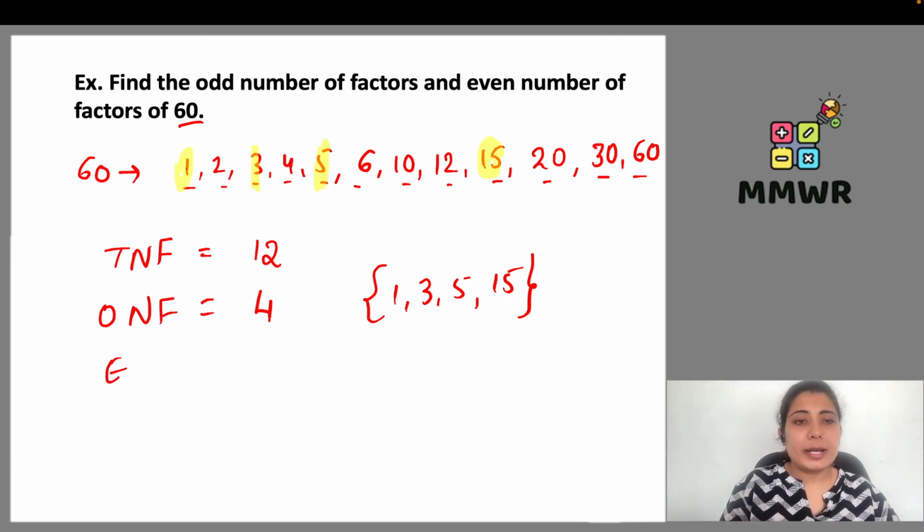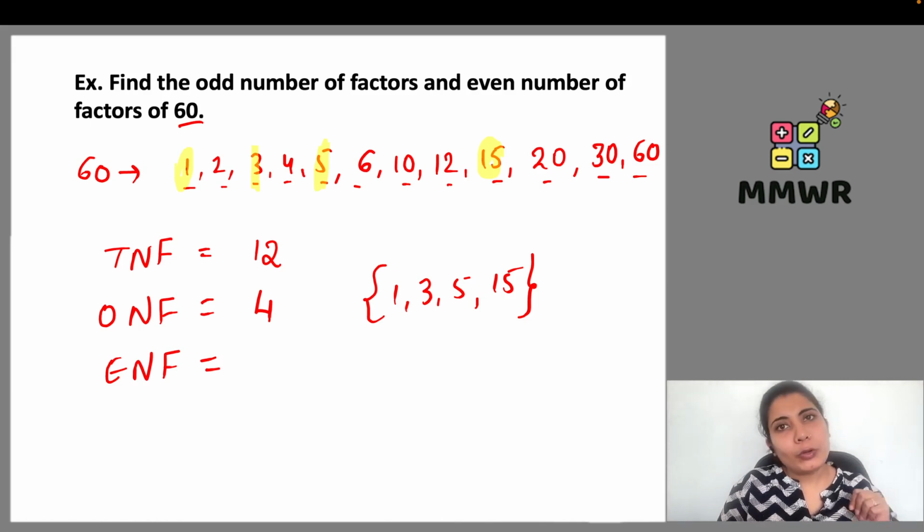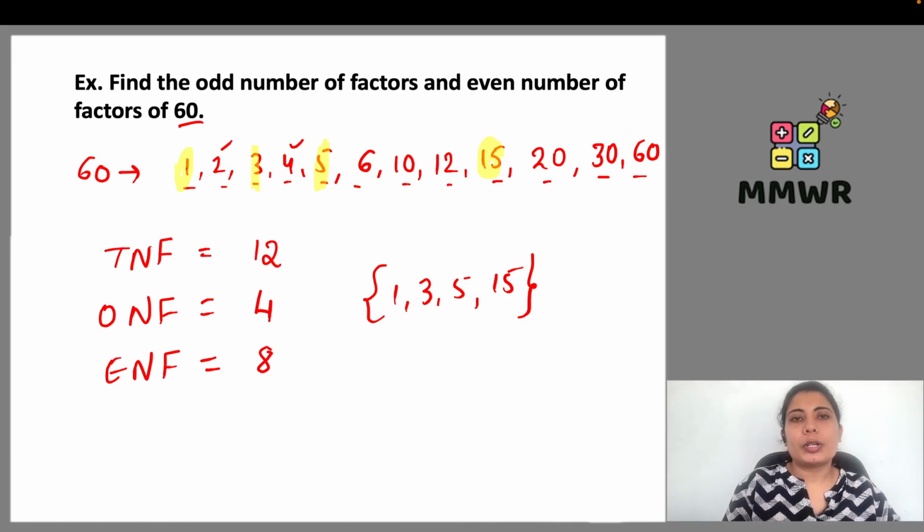And how many of them are even? Of course, the remaining ones. Out of 12, if 4 are odd, so 8 will be even: 2, 4, 6, 10, 12, 20, 30, 60. 3 plus 3 is 6, plus 2 is 8. Total 8 factors are there, which are the even factors of 60.